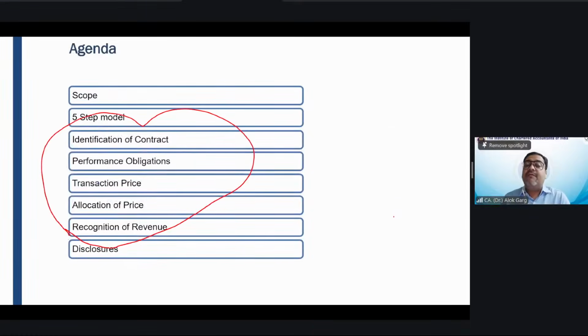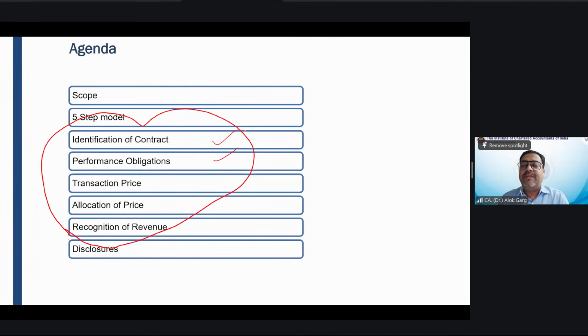Then friends, we discussed performance obligation first, right? So identify the performance obligation: how many promises are there in this contract? In performance obligation, we discussed that the goods and services have to be distinct. Different. Distinct means it can give you a benefit separately.